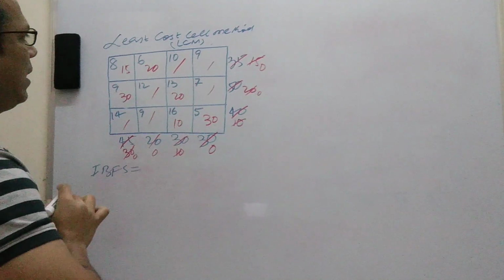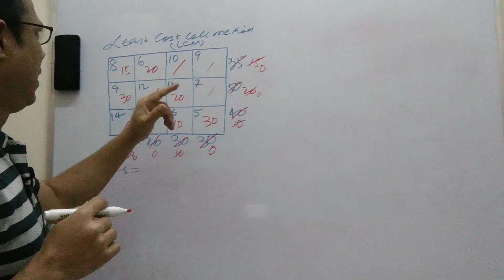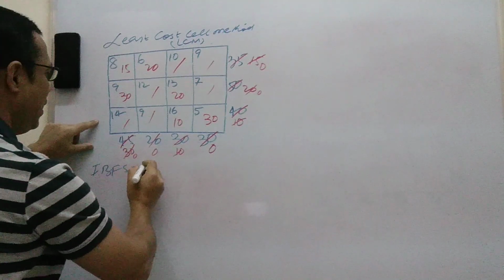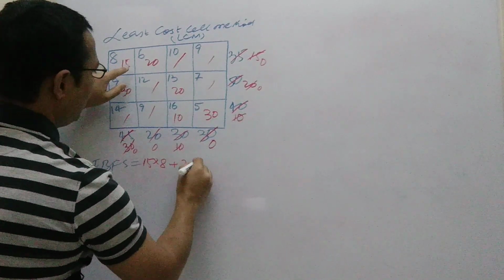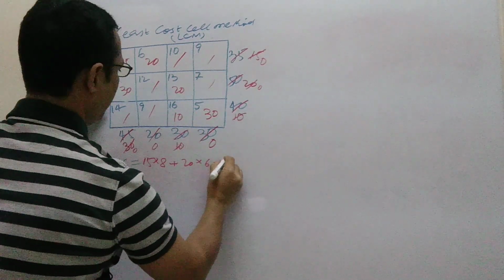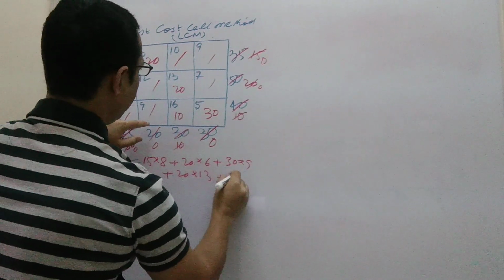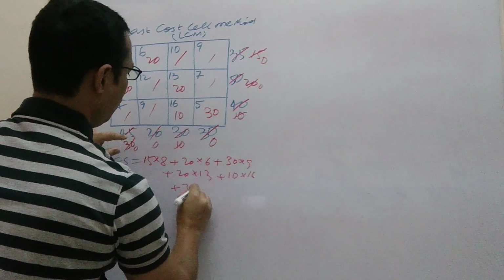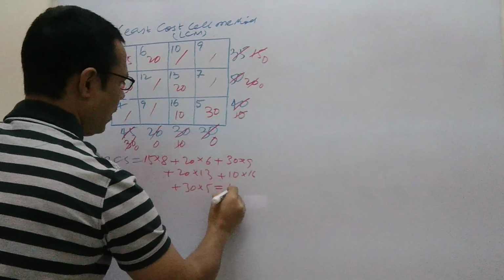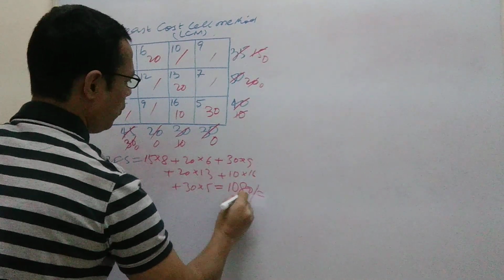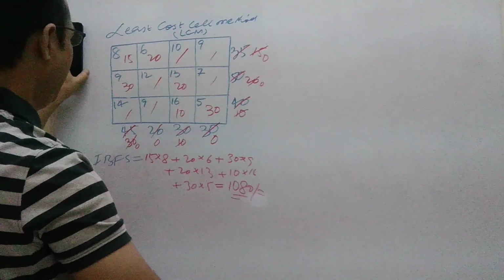This method was already discussed in the previous video, just for use, because this is the initial basic feasible solution. If you solve this one: 15 into 8, 20 into 6, these are the allocated cells, 30 into 9 plus 20 into 13 plus 10 into 16 plus 30 into 5. If you take these allocated cells, the result will be 1080. So if you calculate, the result will come to 1080. Just calculate, then you will see this is the result.